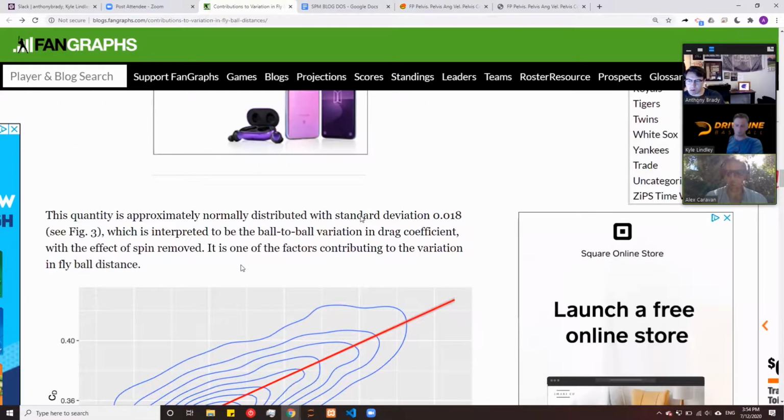So that's one big thing, isolating to only treat the spin independent drag coefficient by itself, since a lot of these variables relate to each other. He didn't want to attribute too much weight to the drag coefficient when in reality that weight should be attributed to the spin. Does that make sense?